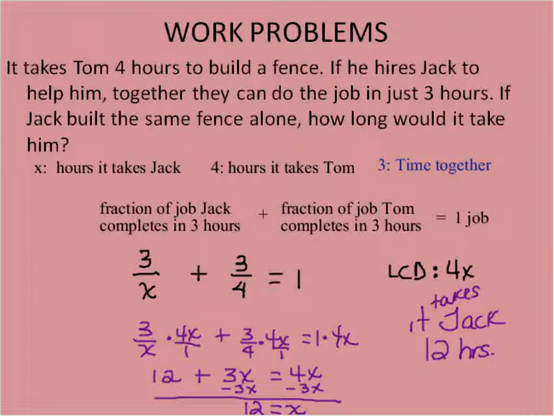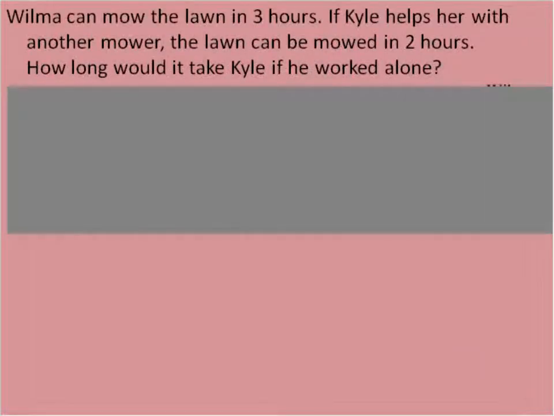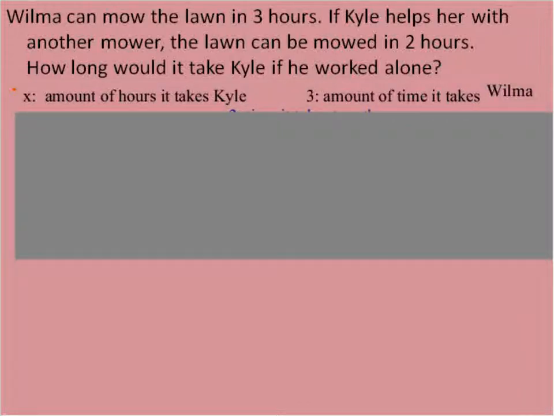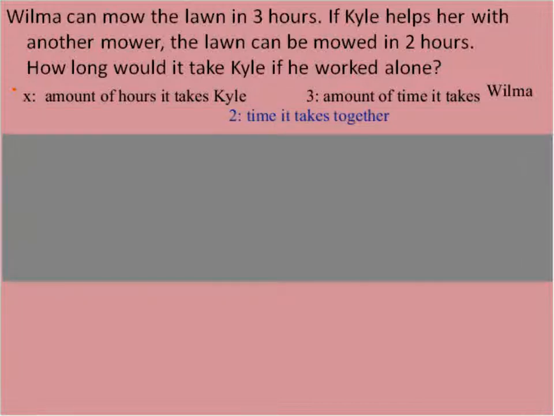All right, let's take a look at the next one. Wilma can mow the lawn in 3 hours. If Kyle helps her with another mower, the lawn can be mowed in 2 hours. How long would it take Kyle if he worked alone? So we can set up Kyle as our variable here. Amount of hours it takes Kyle is X. It takes Wilma 3 hours, and together it takes them 2.